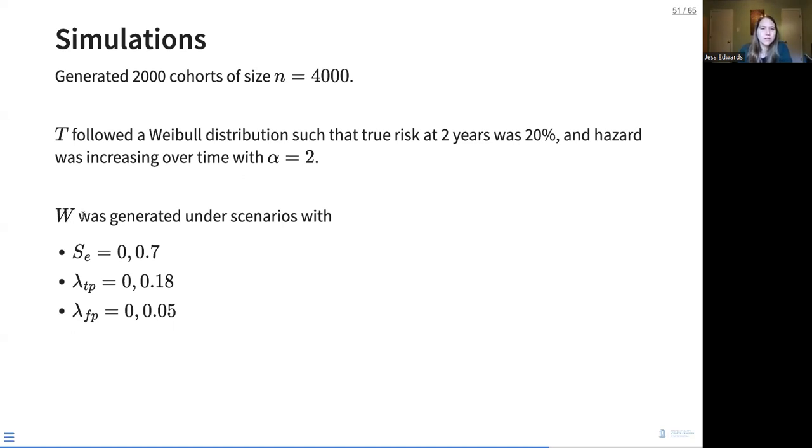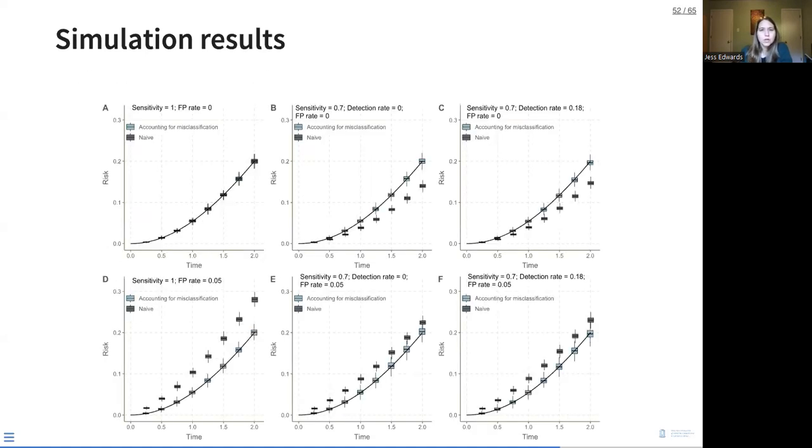And the observed time to the event distribution was generated under various scenarios. So with sensitivity equal to 0 and 70%, the event detection rate equal to 0 and 0.18, and the false positive rate equal to 0 and 0.05. When we did that, we computed risk functions using the estimator I've described and using the estimator that ignores the misclassification, which I'm calling the naive. And I evaluated the risk function at, I think this is 8 time points, and plotted them here using box plots.